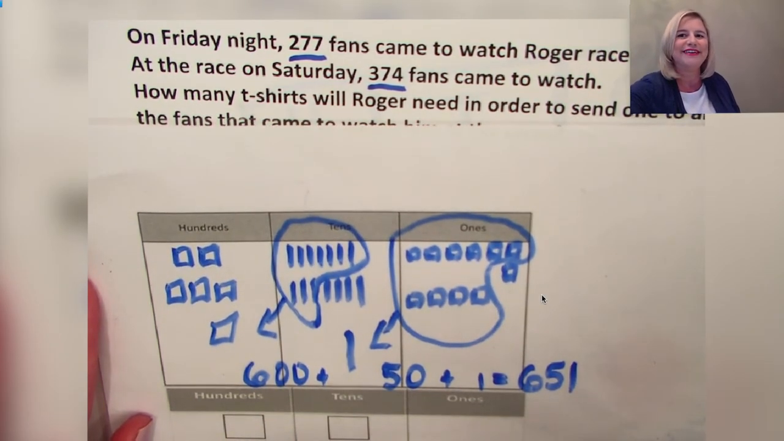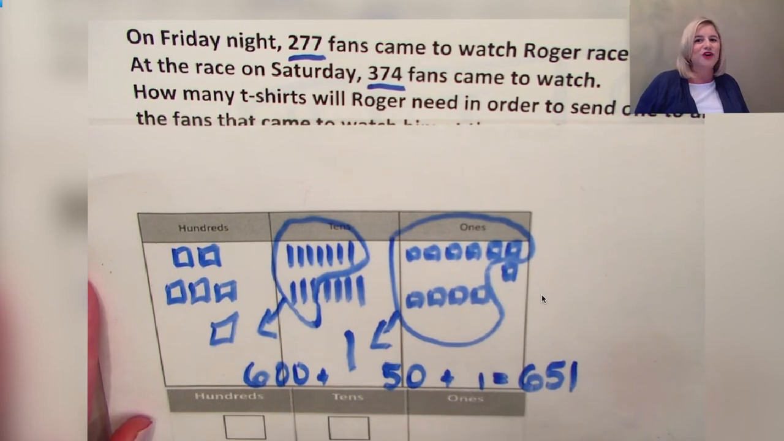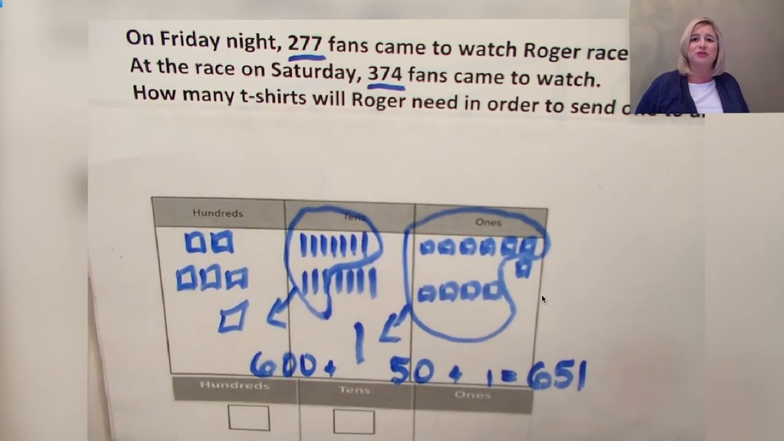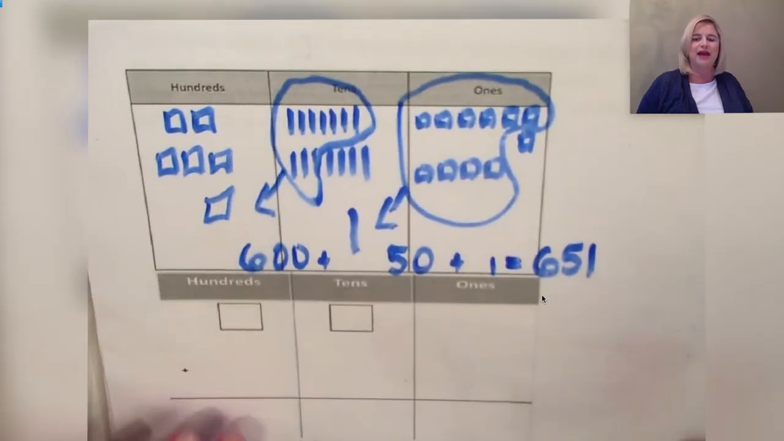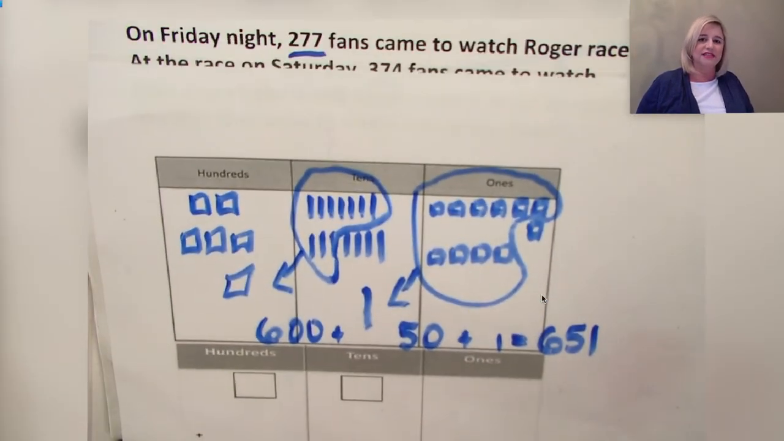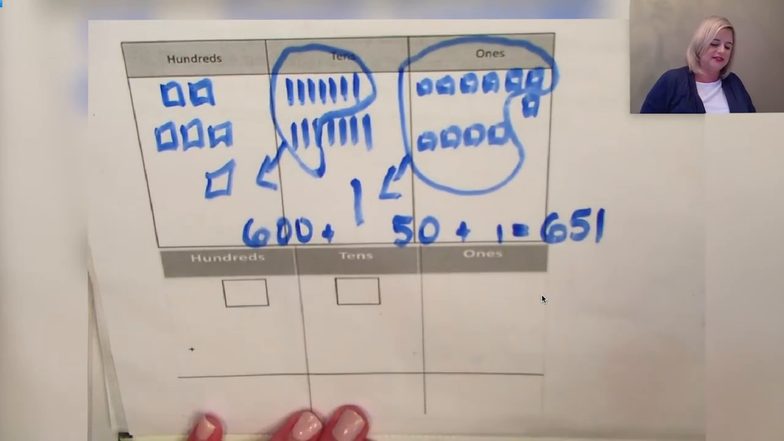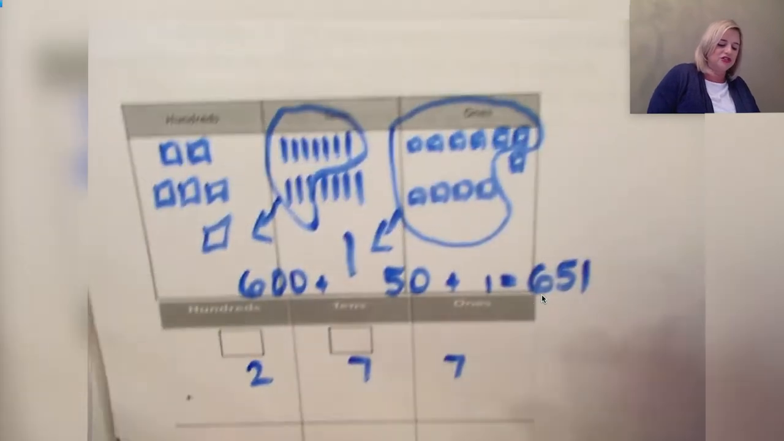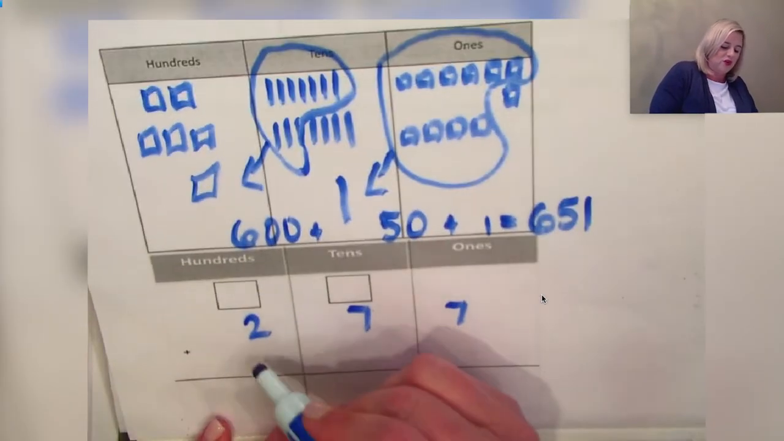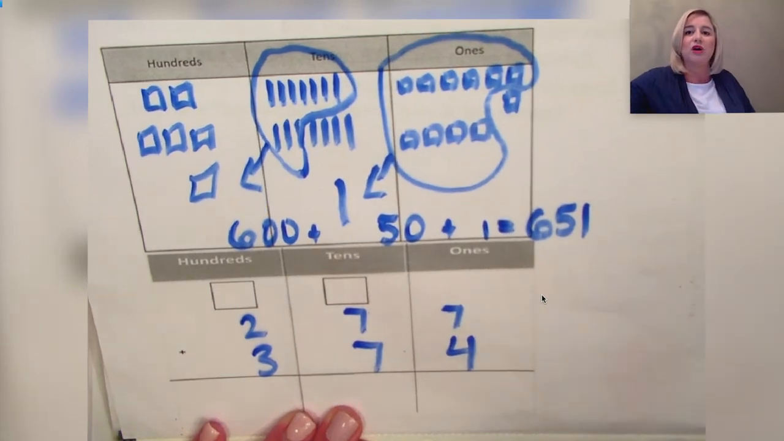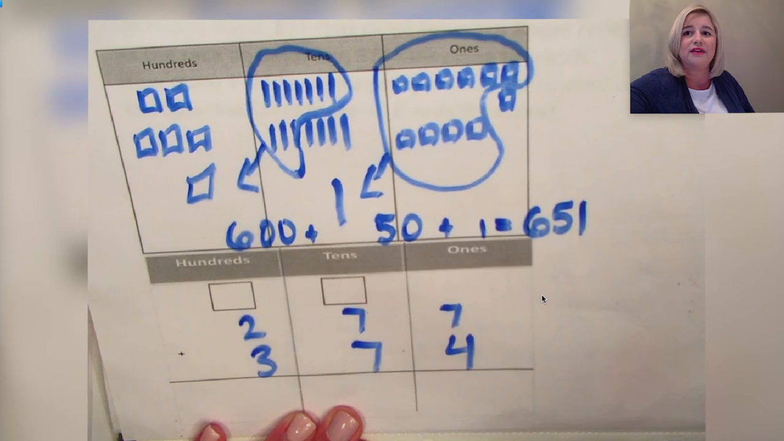Now, I bet you know what we're going to do next. Do you? That's right, about to cross the finish line, and we're going to write a problem to match Roger's situation below my place value mat. So we know by looking at the text that 277 fans came. And the next time Roger had 374 fans come. So now let's model what we need to do here, and it will match our situation above.